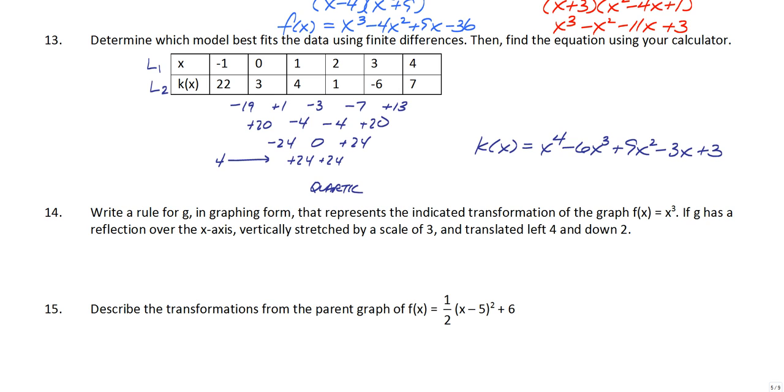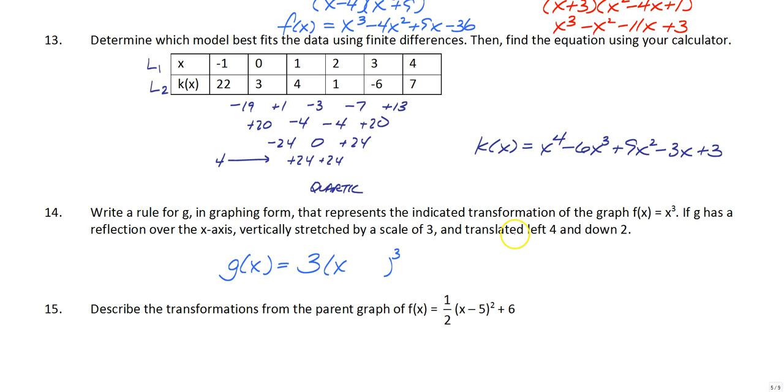Now this next example, this is just writing rules with transformations. We've done these plenty of times. So the rule of g means we have taken f of x, which is the simple x cubed, and we did some transformations on it. So remember, the cube and the x are not going to change, but the location kind of does, because our horizontal shift goes inside, opposite of what we think. Our vertical shift goes on the outside at the end, and our vertical stretch or compress goes in front as a multiplier. So since we have a vertical stretch of scale 3, that just means we put a 3 in front.